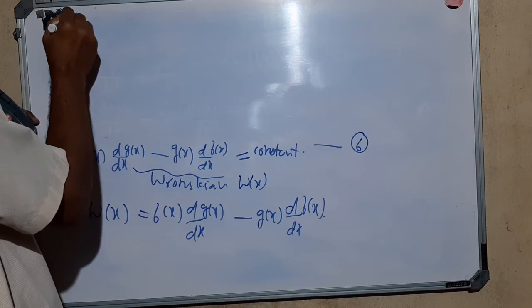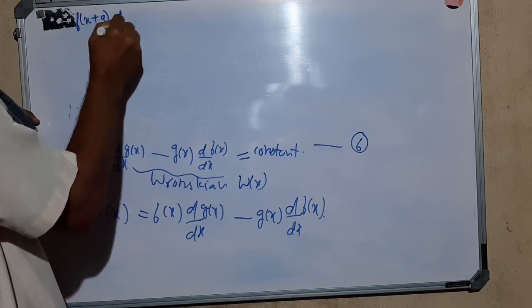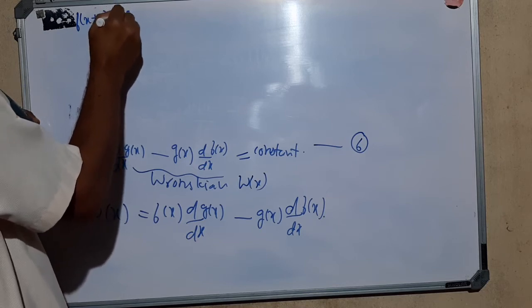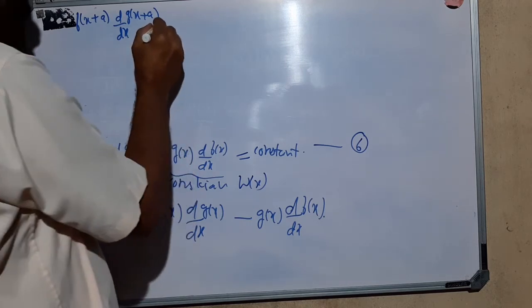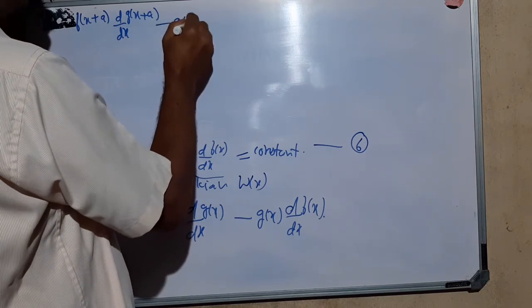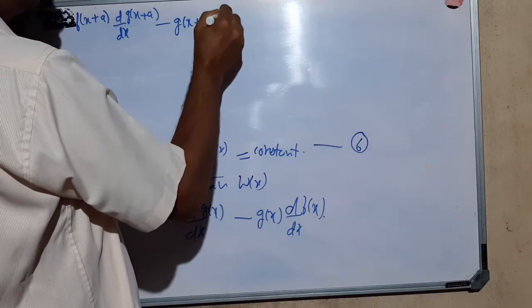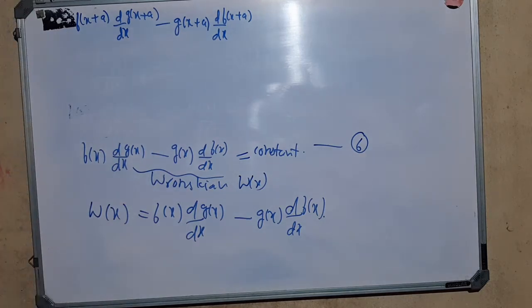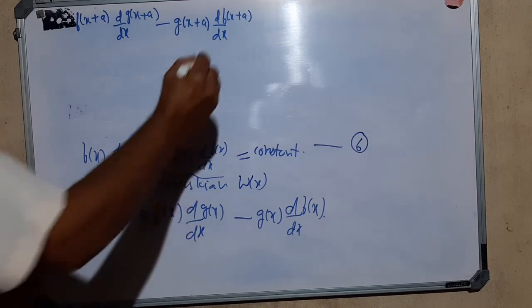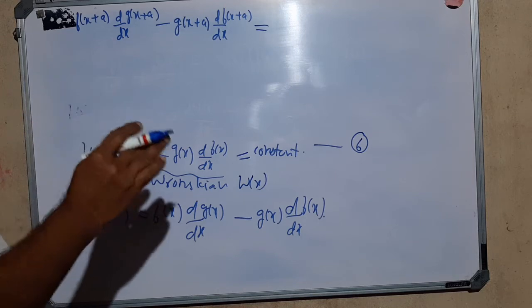f of x plus a into d by dx of g of x plus a minus g of x plus a into d by dx of f of x plus a. What you have to do now? See, this is equal to, now this is the homework for you.